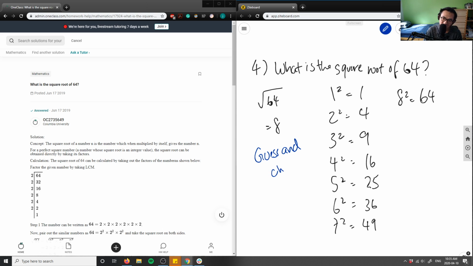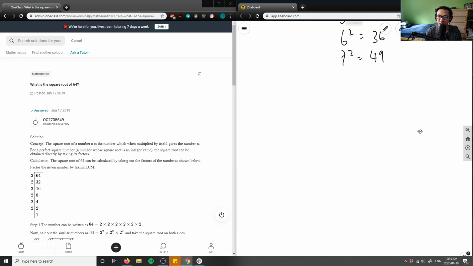Guess and check. So that's one way of looking at it. Another way of looking at it would be breaking down the square root in terms of prime numbers or smaller numbers. Again, this is very similar to the solution here. So I'm going to walk you through the solution while I do this problem.